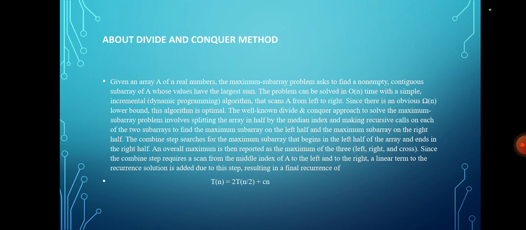The well-known divide and conquer approach involves splitting the array in half by the median index and making recursive calls on each of the two subarrays to find the maximum subarray on the left half and on the right half. The combine step searches for the maximum subarray that begins in the left half and ends in the right half. The overall maximum is then reported as the maximum of the three: left, right, and cross. The combine step requires a scan from the middle index of A to the left and to the right, so T(n) = 2T(n/2) + Cn.